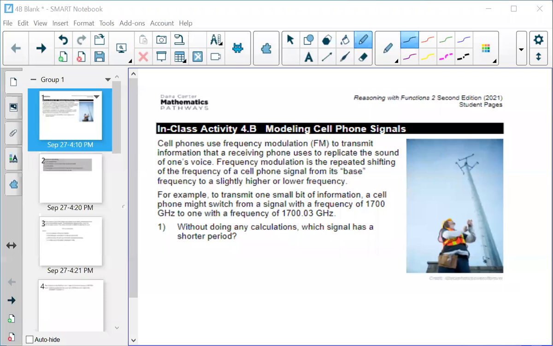For example, to transmit one small bit of information, a cell phone might switch from a signal with a frequency of 1700 gigahertz to one with a frequency of 1700.03 gigahertz. Number one, without doing any calculations, which signal has a shorter period? Well, the shorter period would be the 1700.03 gigahertz signal, since there's an inverse relationship between period and frequency. As the frequency increases, the period decreases, and vice versa.